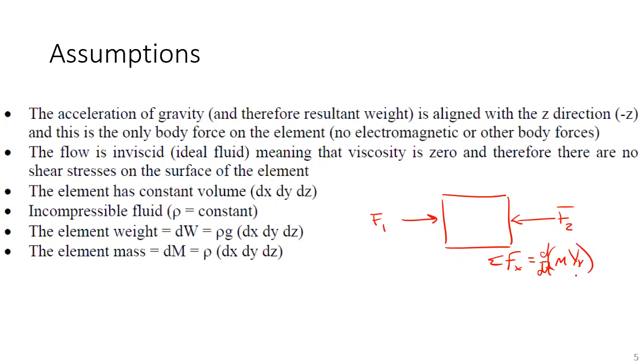If we apply Newton's second law, the sum of the forces in the x direction is equal to the time rate of change of linear momentum. Again, F1 is due to the pressure distribution on the left side of the cube. F2 is due to the pressure distribution on the right side of the cube.